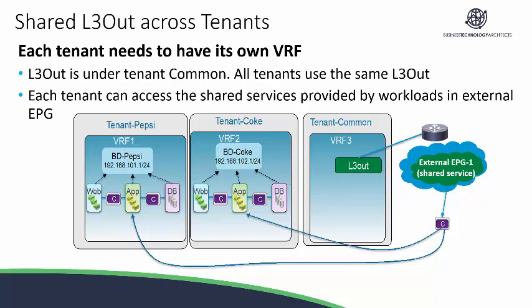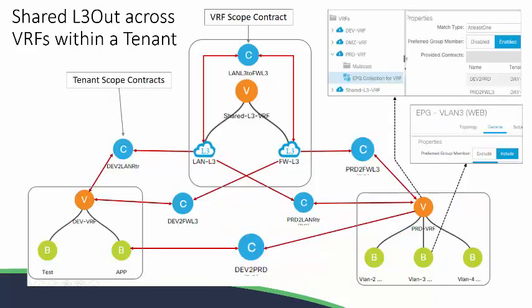So for a shared layer 3 out, each tenant needs to have its own VRF, but we can configure a layer 3 out under tenant common if all the tenants need to use the same layer 3 out. So each tenant can access the shared services provided by workloads in the external EPG. So that's one way where we can have tenant Pepsi and tenant Coke actually talk out of a single layer 3. We can put that in the common tenant.